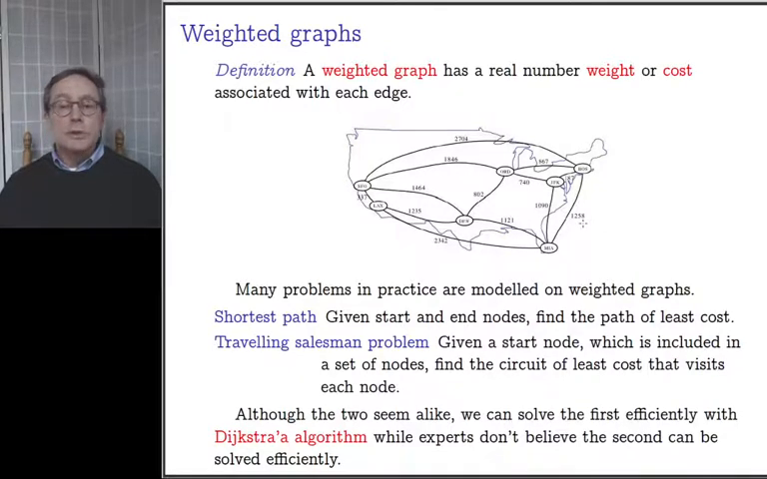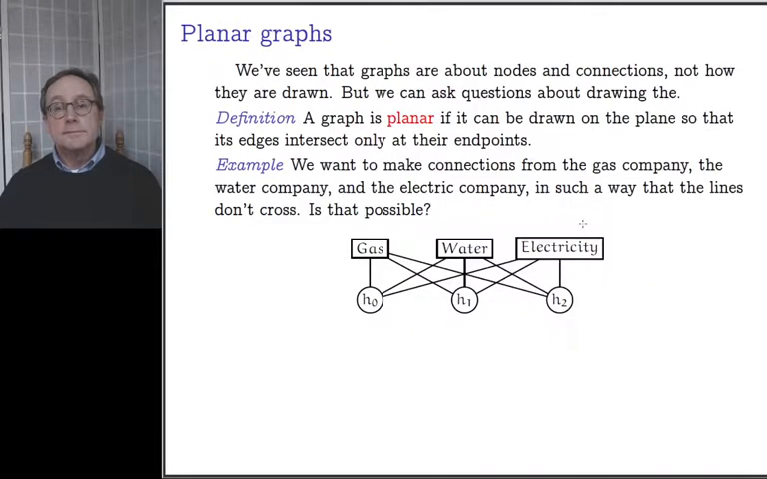And although the two problems seem very much alike, the shortest path and the traveling salesman problem both involve minimizing over graph edges, nonetheless, we know the first is easy. Dijkstra's algorithm gives you a rapid solution. We've all used it all the time on our phones. We believe the traveling salesman problem is in fact inherently difficult. We can't prove that, but we believe it's true.